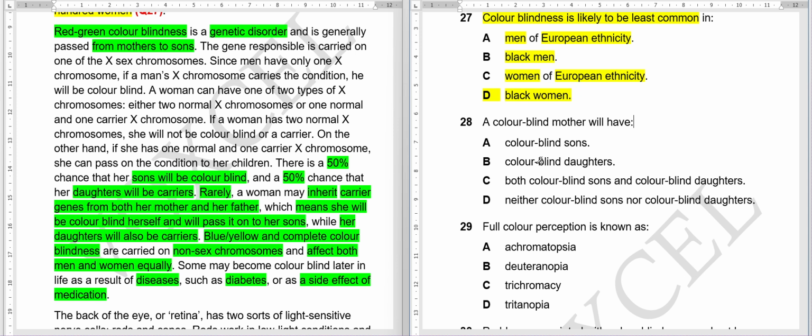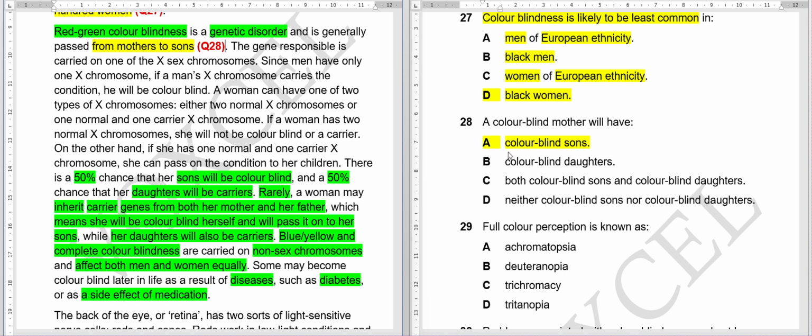Okay, time's up. And the answer to this question is, let me change the color first. Yes, option A, colorblind sons, where it is written here, from their mothers to sons. I hope everybody was able to find this correct answer. Let me just write the location first. This is question 28.